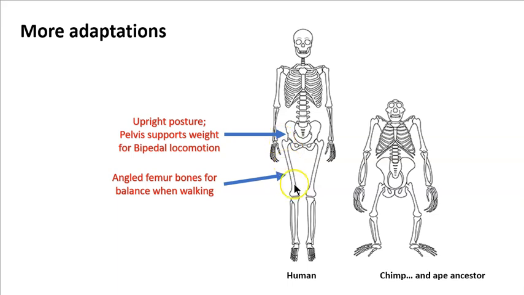They're angled, and this permits greater balance when we put one foot in front of the other. Notice the chimp, the thigh bones do not angle inward. If anything, they angle outward a little bit. Now, chimps can walk upright on two, but just not as efficiently as we can.